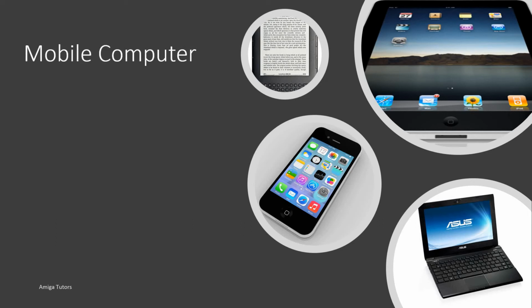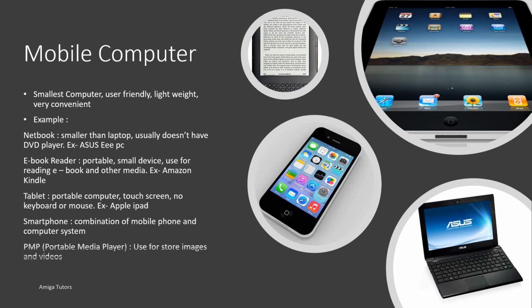And here comes the mobile computer, which most of you know. It is the smallest computer, user friendly, lightweight, very convenient. Example, netbook. It is smaller than a laptop and usually doesn't have a DVD player. Example, Asus EEE PC. Another part is the ebook reader, a portable, small device used for reading ebooks and other media.